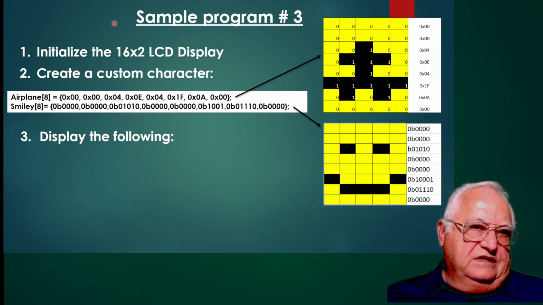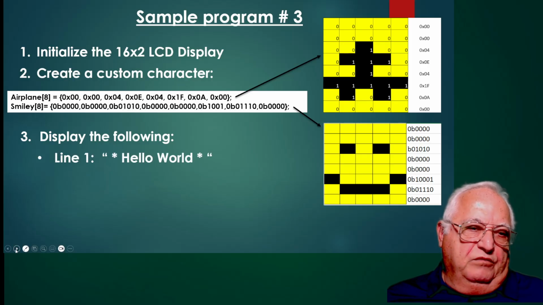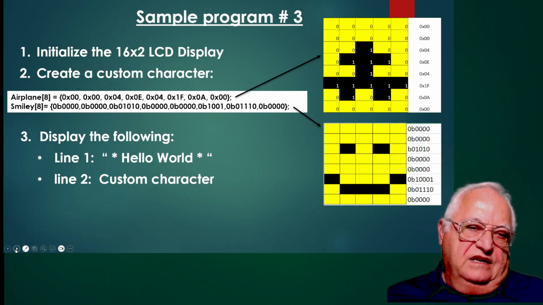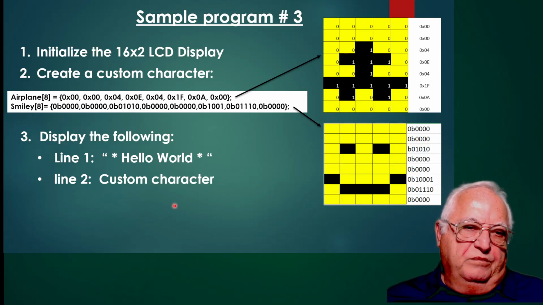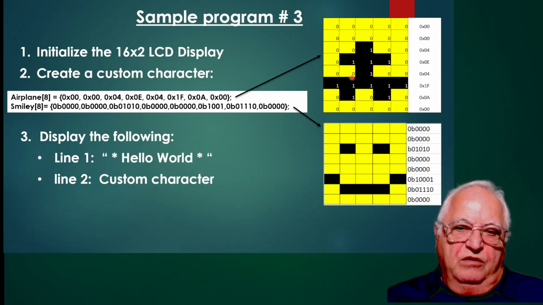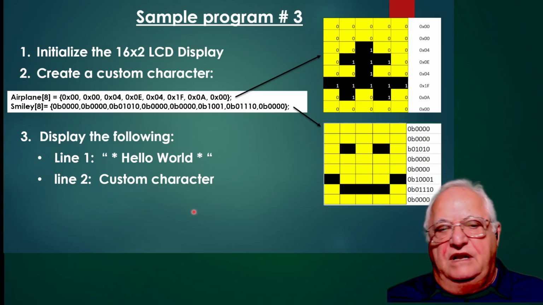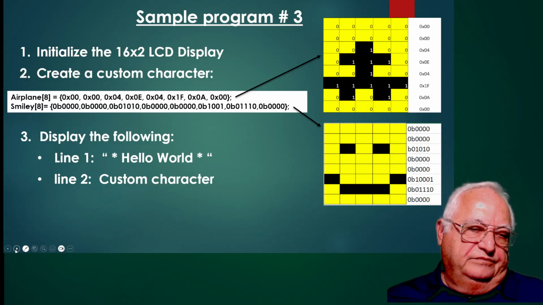So item 1 is initialize your display. Item 2, display the following custom character. You have to create them and display them. And then we want in line 1 to display the hello world as a header. And then the custom character, which are these characters. So I'll probably do the airplane smiley, so we'll see.